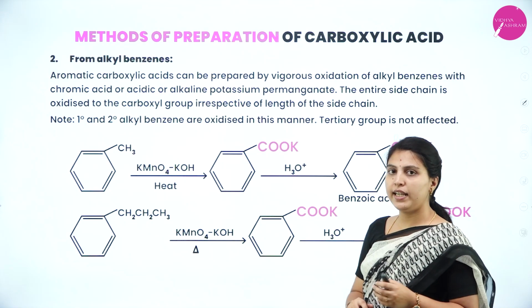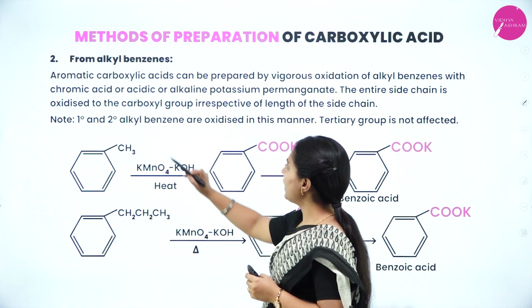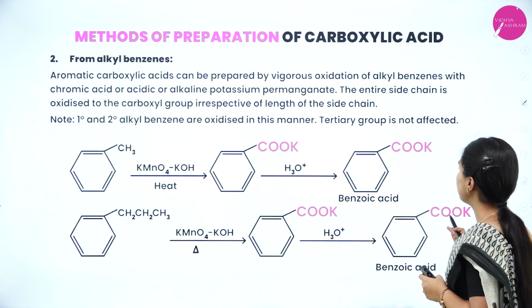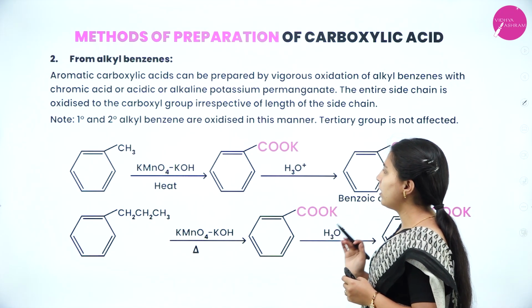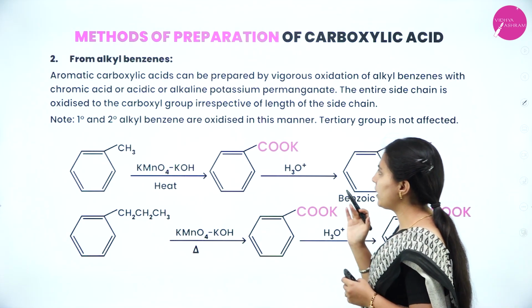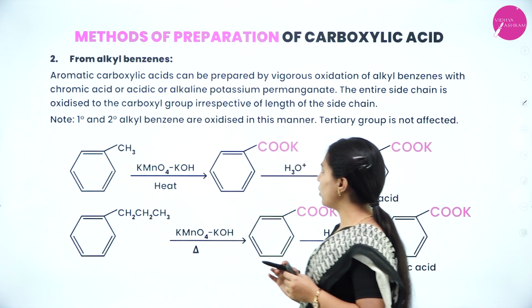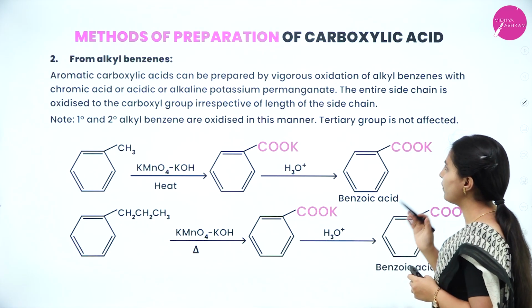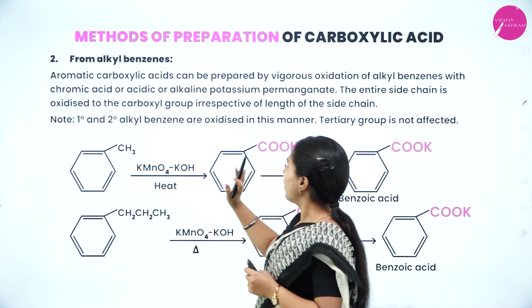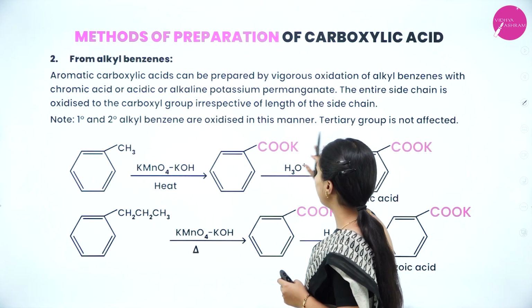Next, from alkyl benzenes. Aromatic carboxylic acids can be prepared by vigorous oxidation of alkyl benzenes with chromic acid or acidic or alkaline potassium permanganate. The entire side chain is oxidized to the carboxyl group irrespective of the length of the side chain. Aromatic carboxylic acid can be prepared by vigorous oxidation of alkyl benzene.